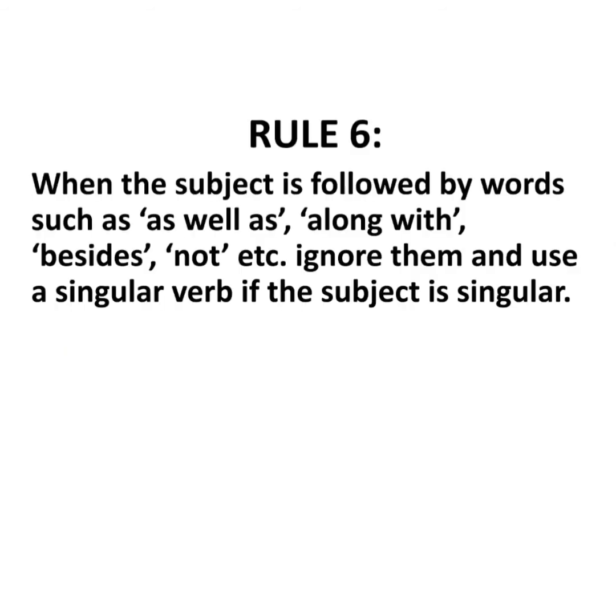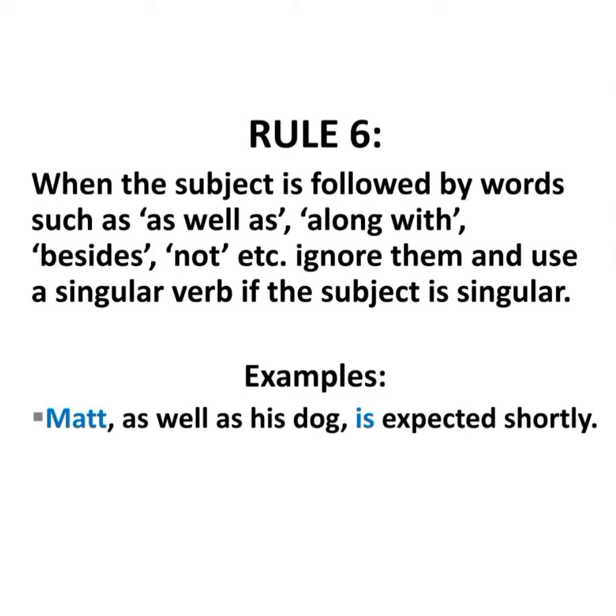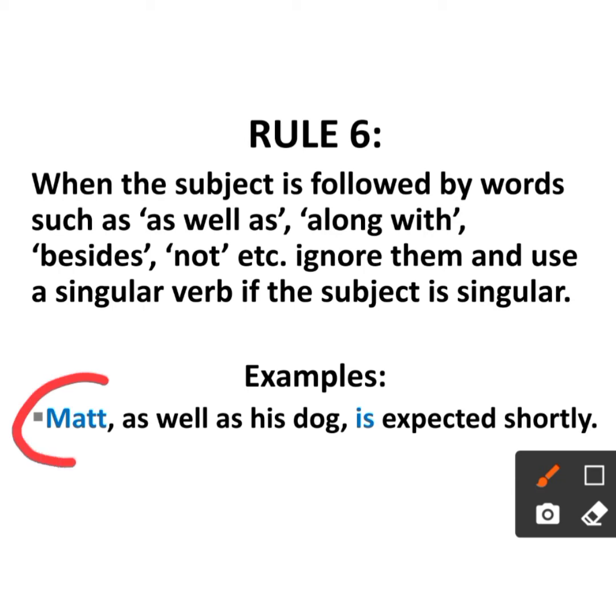Moving on to rule number 6. When the subject is followed by words such as well as, along with, besides, not, etc., ignore them and use a singular verb if the subject is singular. So what does this mean? Look at the examples to make this clearer. Matt, as well as his dog, is expected shortly. So here you have the subject Matt, which is singular, and you also have his dog.